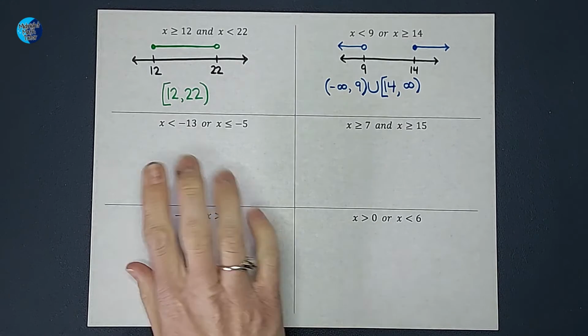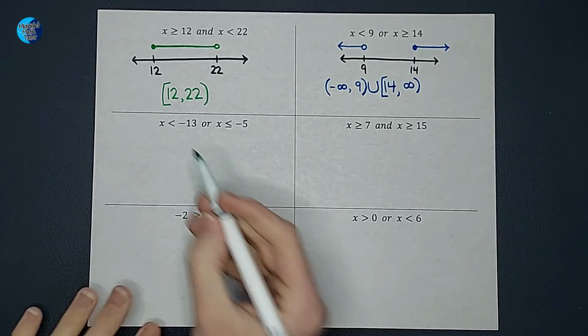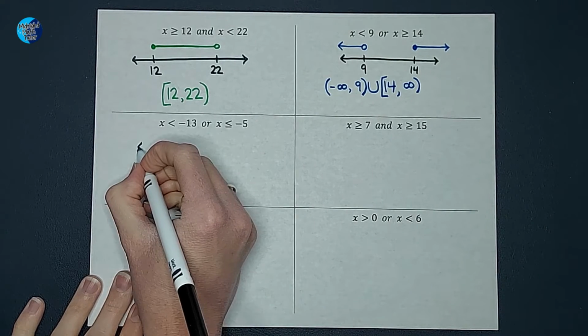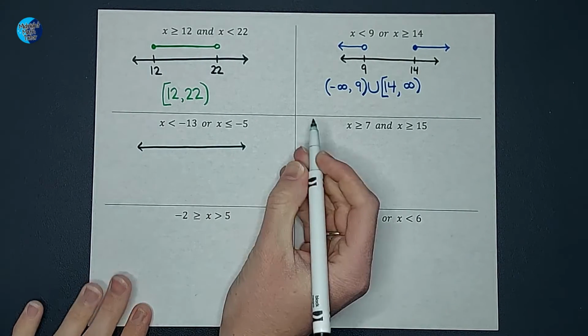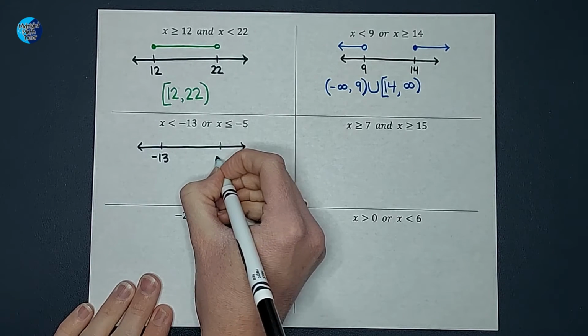All right, hopping over here, we've got another or inequality. So here is my number line. We've got -13 and -5.